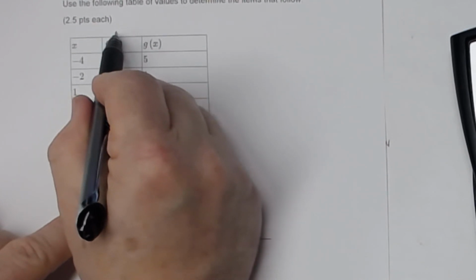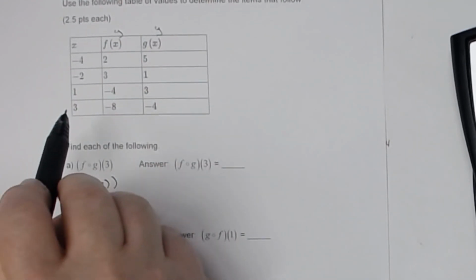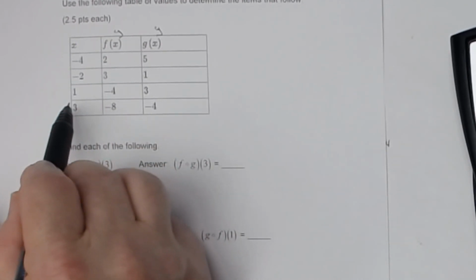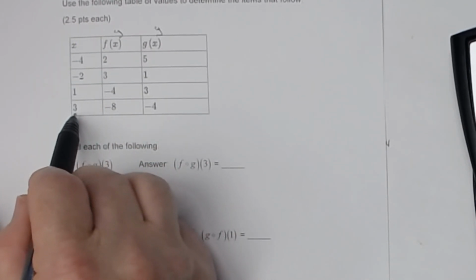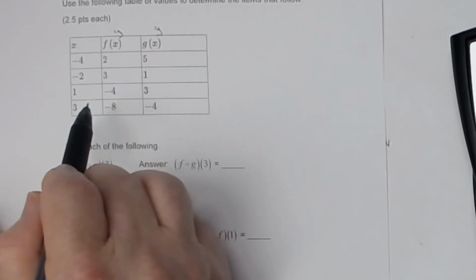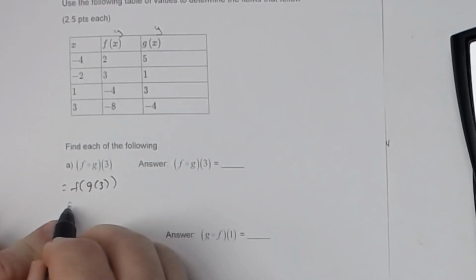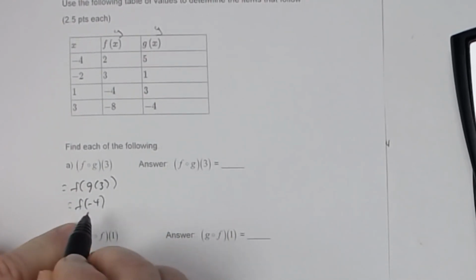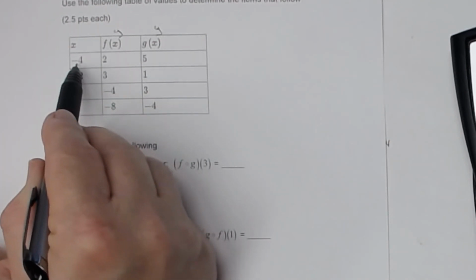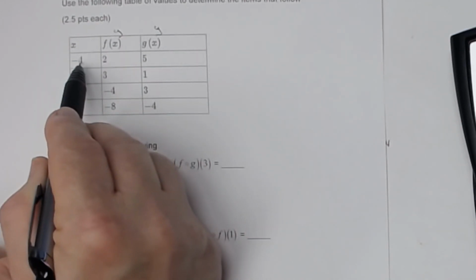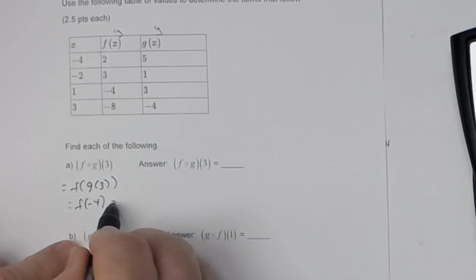So remember, f of x means y, g of x means y. And here's your x. So when x is 3, you find where x is 3, that's this one right here. So that's this row. So when x is 3, the question is, what is g of 3? Well, g of 3 is negative 4. So then this becomes f of negative 4. And so f of negative 4 means, what is my y value when x is negative 4? So I go and I find x is negative 4. That's this one. So f of negative 4 is 2. So the answer is 2.